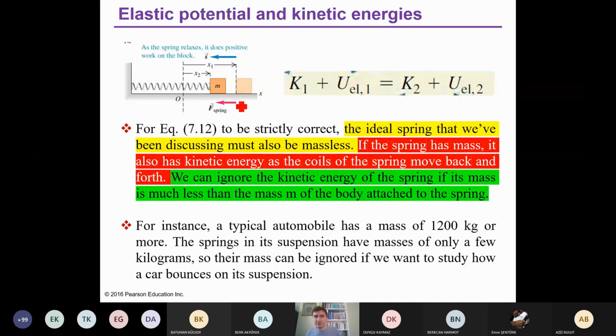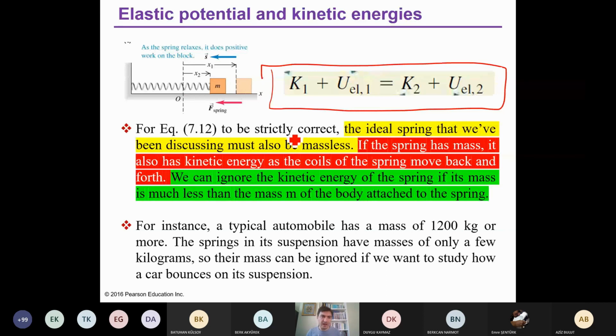Here I would like to give you one more piece of information. If you write this equation, it means that you are talking about an ideal spring. The ideal spring that we have been discussing must also be massless. If the spring has mass, it also has kinetic energy as the coils of the spring move back and forth. So if the spring has a certain mass, then the spring will also have kinetic energy, and you also have to consider this within this equation. But in many problems, we ignore the kinetic energy of the spring because we consider that the spring is massless. Don't forget this one.